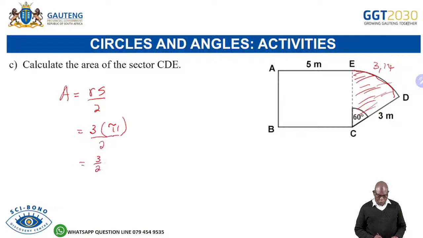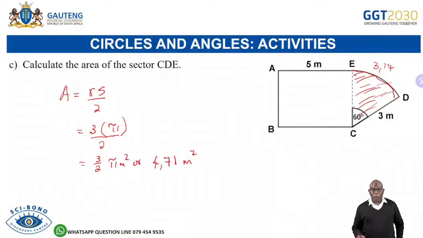3 over 2 pi. Or I can write my answer is 4.71. Remember, it's square meters. So even there, it's square meters. So remember, it's area. So I need the area of this part, which is square meters. So that part here, I can be able to get it.